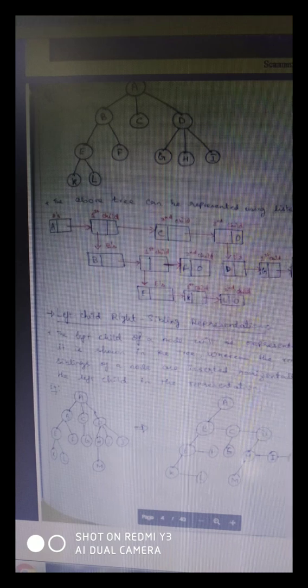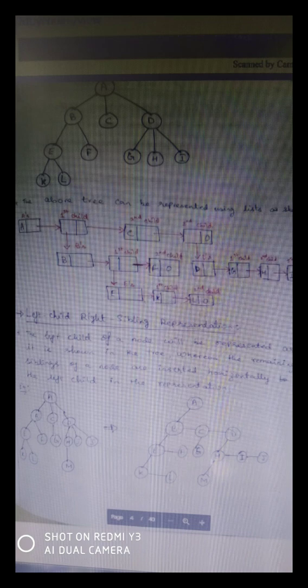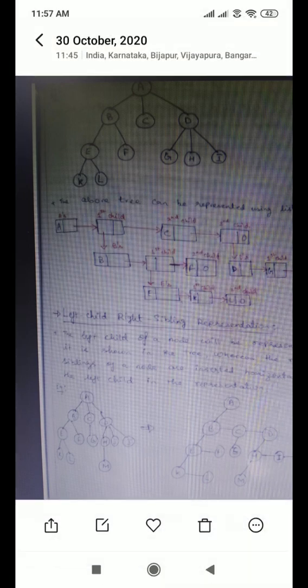Next, the left child right sibling representation. See the example here: you have A, B, C, D. You connect the nodes on the left-hand side of the tree as they are, and the next nodes C and D are connected from B. Similarly you go on connecting, and this we call the left child right sibling representation. The right sibling is connected to the left sibling only. This is how we can represent the tree.